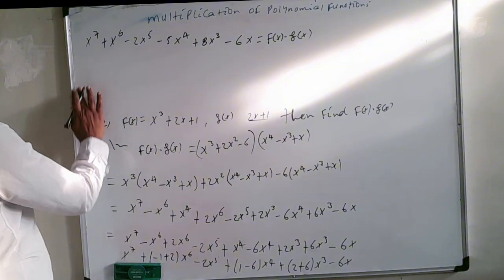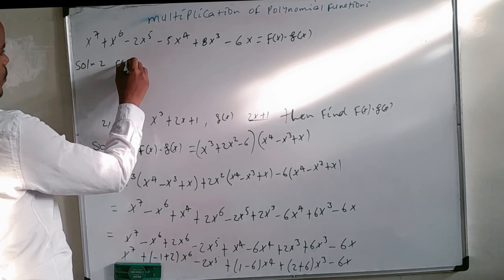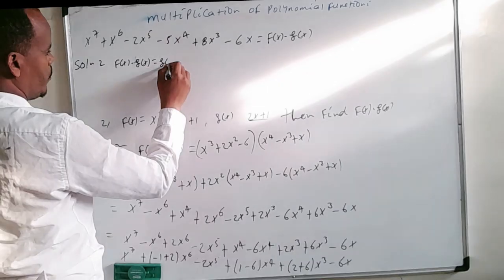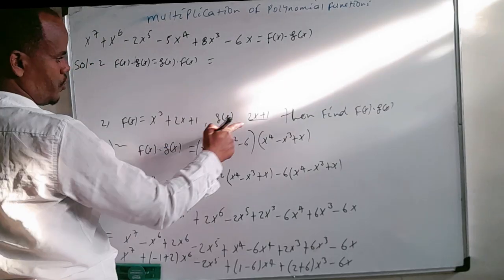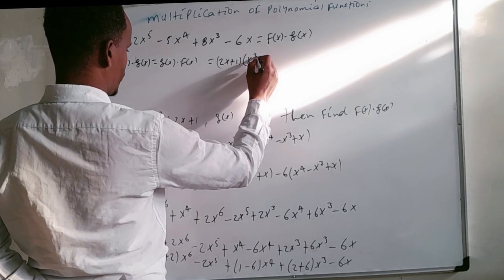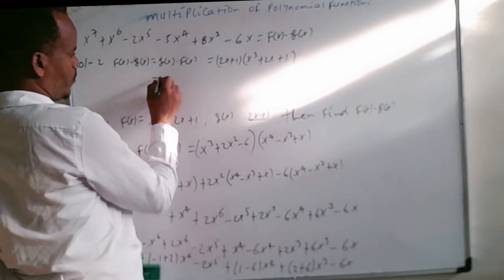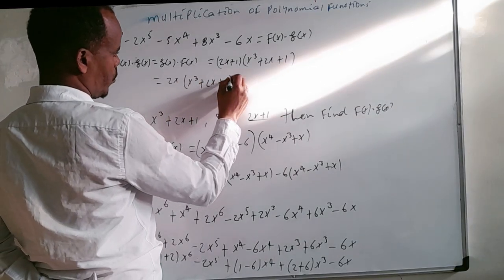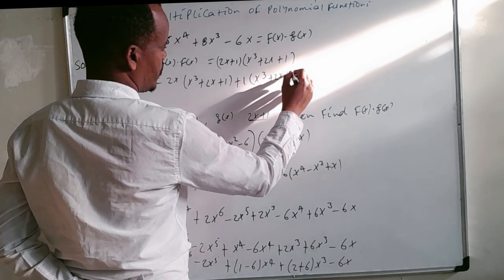That is time now, solution number 2. f of x times g of x is equal to g of x times f of x, which is 2x plus 1 times x to the power of 3 plus 2x plus 1. Then this means 2x times x to the power of 3 plus 2x plus 1, plus 1 times x to the power of 3 plus 2x plus 1.